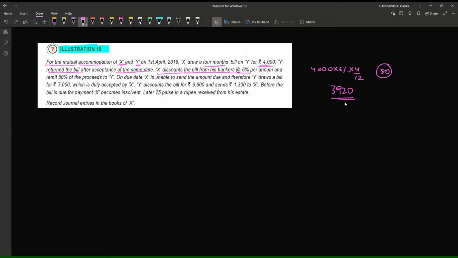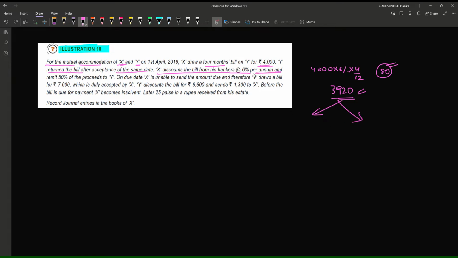On the 4000 bill, we need to charge interest at 6%, and for 4 months we are going to take this interest. Let me calculate it once again. 4000 into 6% into 4 divided by 12. 80 rupees is the interest, and from 4000 we need to subtract it. We are going to get 3920. This is to be distributed among X and Y in their agreed ratio.